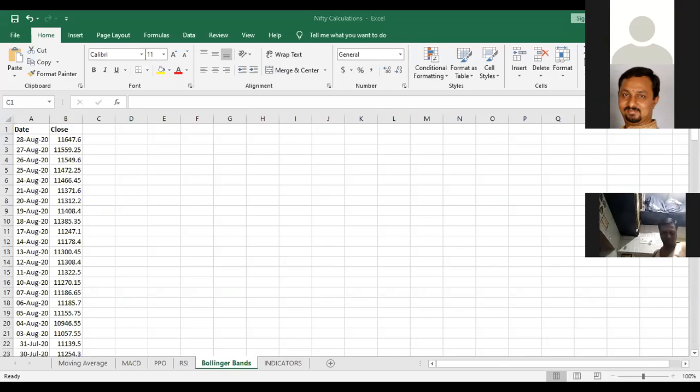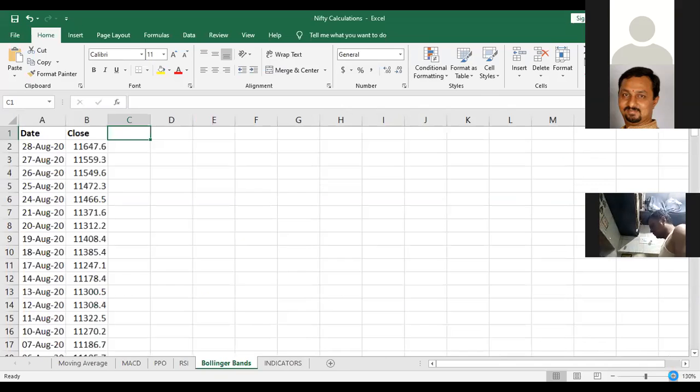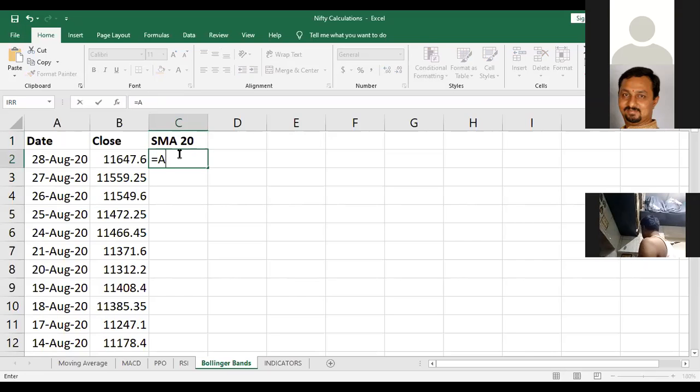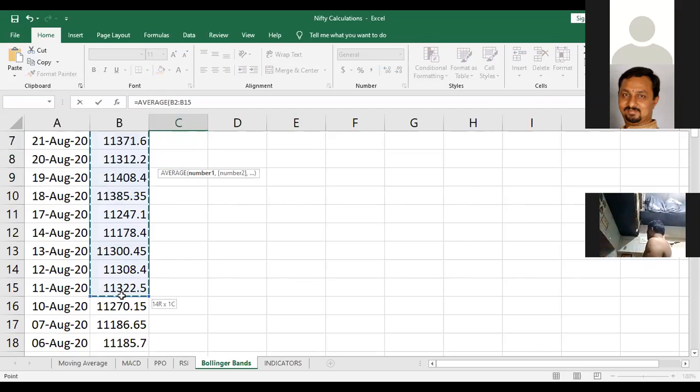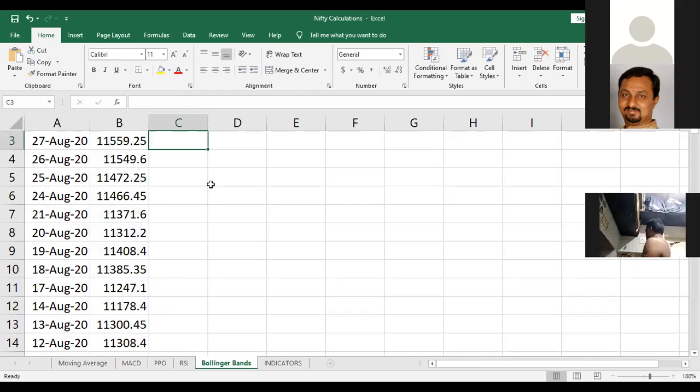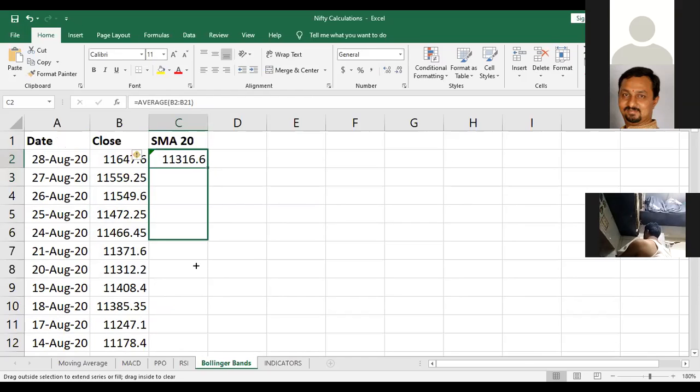Now everyone will be able to hear and see the chart in Excel. For the Bollinger Band, we require the moving average, that is the simple moving average 20. It is very simple: the average for the number of 20, and copy paste the formula till last.